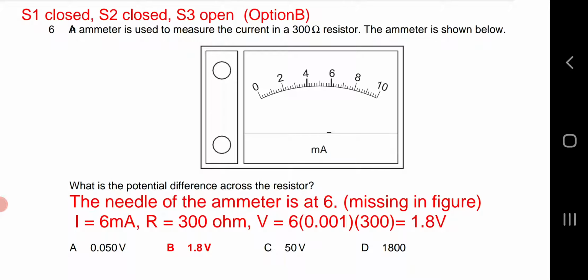Now you have to convert the milli into ampere. And what is the conversion factor? It is 0.001. So you have to multiply 0.001 with the 6 to make this current to ampere. So 6 multiplied with 0.001, it is 0.006 ampere, multiply with 300 and it is 1.8 volt. So option B.